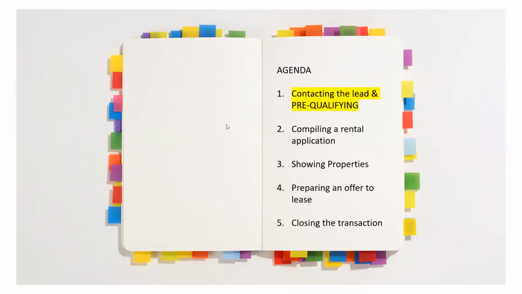Let's talk about leases. We're going to start off by talking about contacting the lead and pre-qualifying them. As I said, this is a really important component, because you will get a lot of lease leads in your CRM, and you want to make sure that you're pre-qualifying them so that you know you're working with somebody who has a good chance of getting an offer accepted.